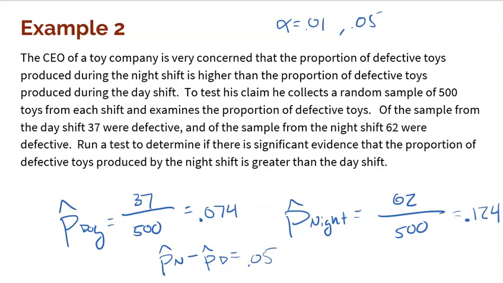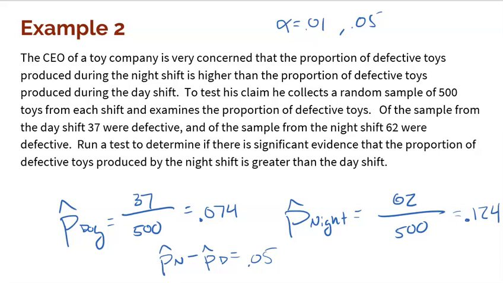So the question is this. I totally know that samples are allowed to vary. So maybe there really is no difference. Maybe these samples are just varying a little bit because that's the one thing samples do well. Maybe I'm seeing a 5% difference because it's just sampling variability. There's no difference.